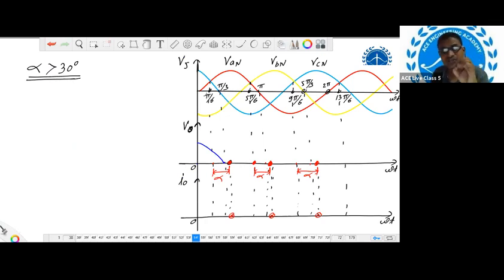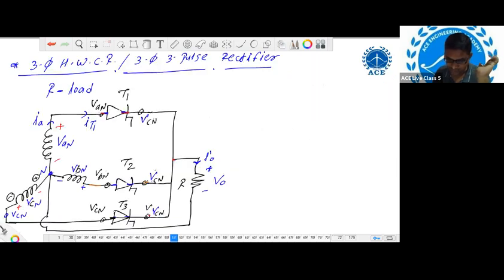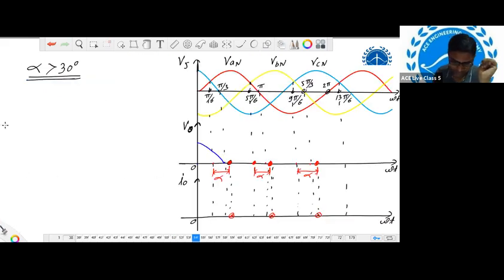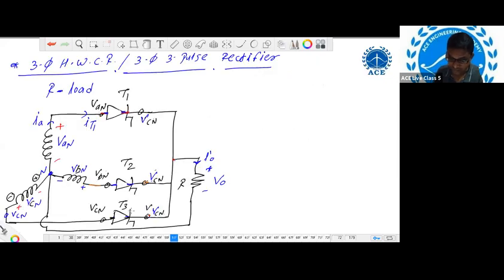So when T3 turns off, we will have the circuit like this. Now you can check, at omega t equal to pi by 3, our thyristor T3 is turning off, at this instant. So from omega t equal to pi by 3 till the instant we apply the gate pulse to thyristor T1, none of the switches will be in a conduction mode, because T1 is not yet turned on, for T2 we are not applying the gate signal, and T3 has turned off due to the reverse voltage. So all three switches will be in an off state.